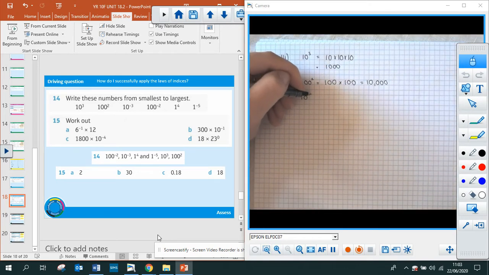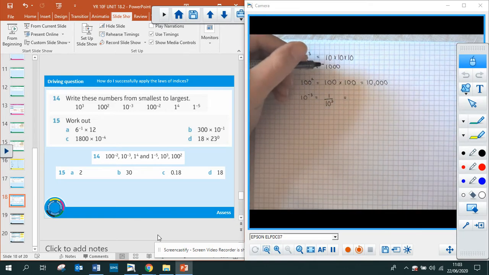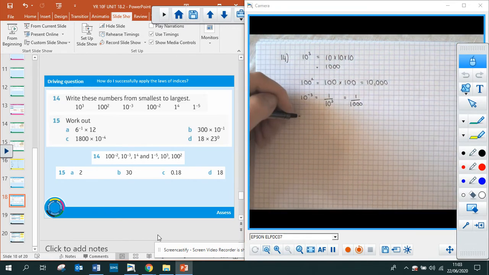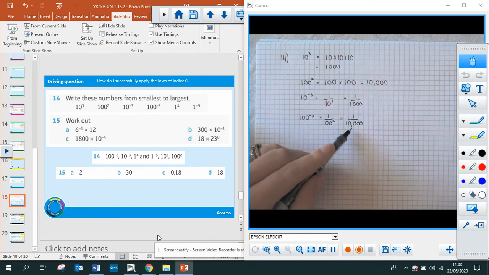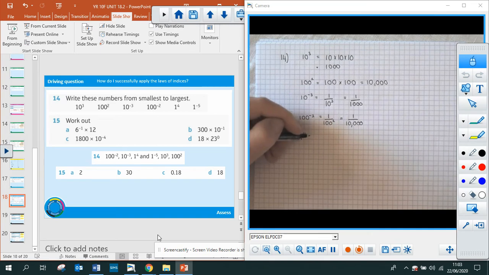We've got 10 to the -3. So we know that's going to be the same as 1 over 10 cubed. And we know 10 cubed is 1,000, so that's 1 over 1,000. Okay? Then we look at 100 to the -2. We know that it's going to be 1 over 100 squared. And we know from this part that 100 squared is 10,000, so that's 1 over 10,000, making this one much smaller than that one. Okay? Then we've got 1 to the power of 4. We know that just means 1 times 1 times 1 times 1, and we know our answer there would just be 1.